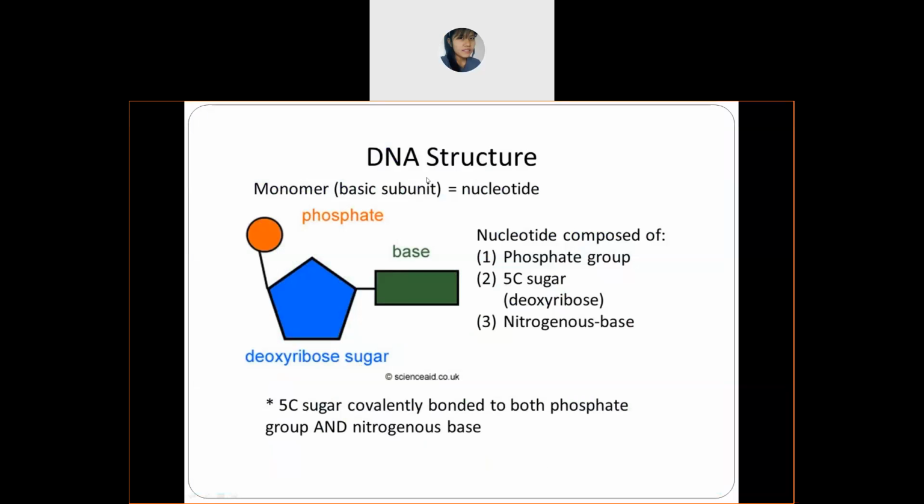Now again I'm showing you. So in this DNA structure, the nucleotide is there. This nucleotide is made up of phosphate, then sugar, that is the deoxyribose sugar, and this is the nitrogenous base. Are we clear about this DNA structure?